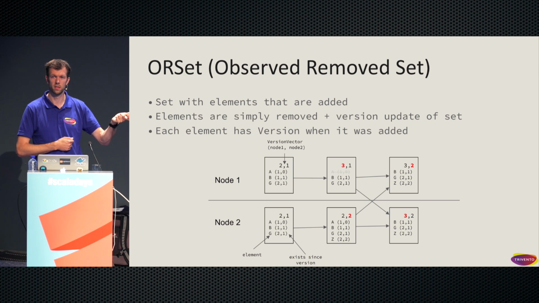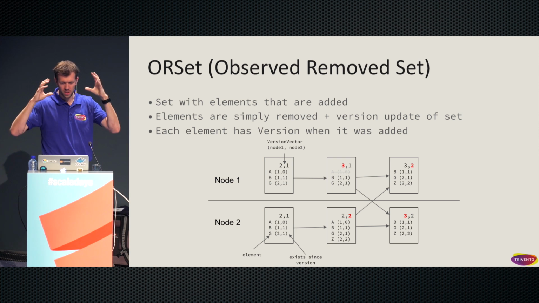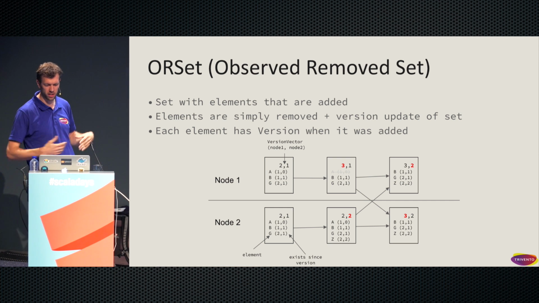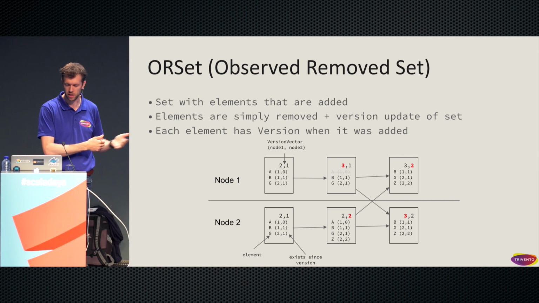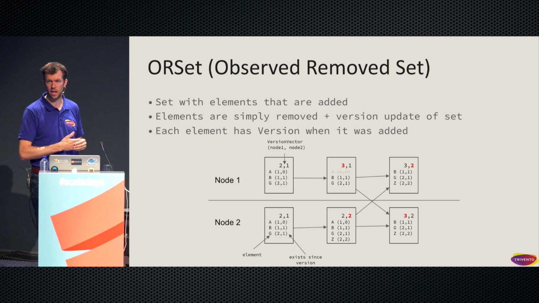Does that make sense? Silence. So hopefully you're silent because you don't want to speak up. Hopefully you can see, and otherwise come by, I can explain more in detail if you want to. You can deduce from this that node 1 must have removed this element from the set, right?